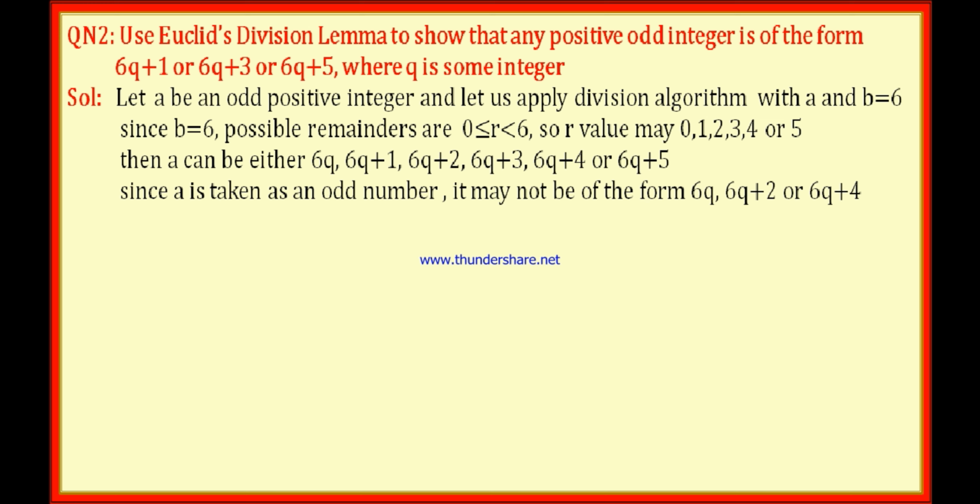Therefore, 6Q is not of the form. And again, 6Q plus 2 is divisible by 2. Again, it is not our required number. And 6Q plus 4 is also divisible by 2.